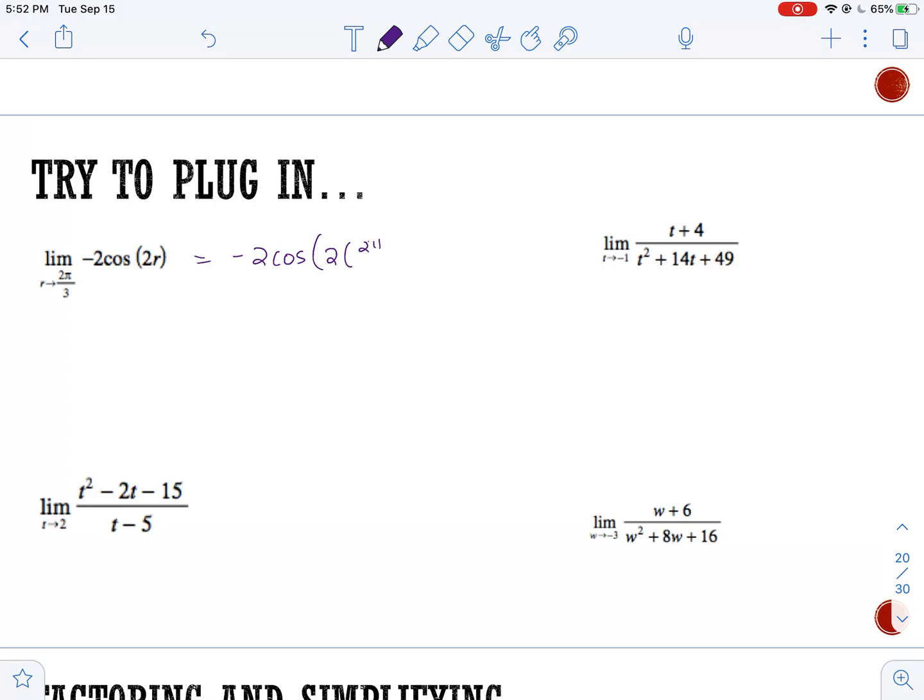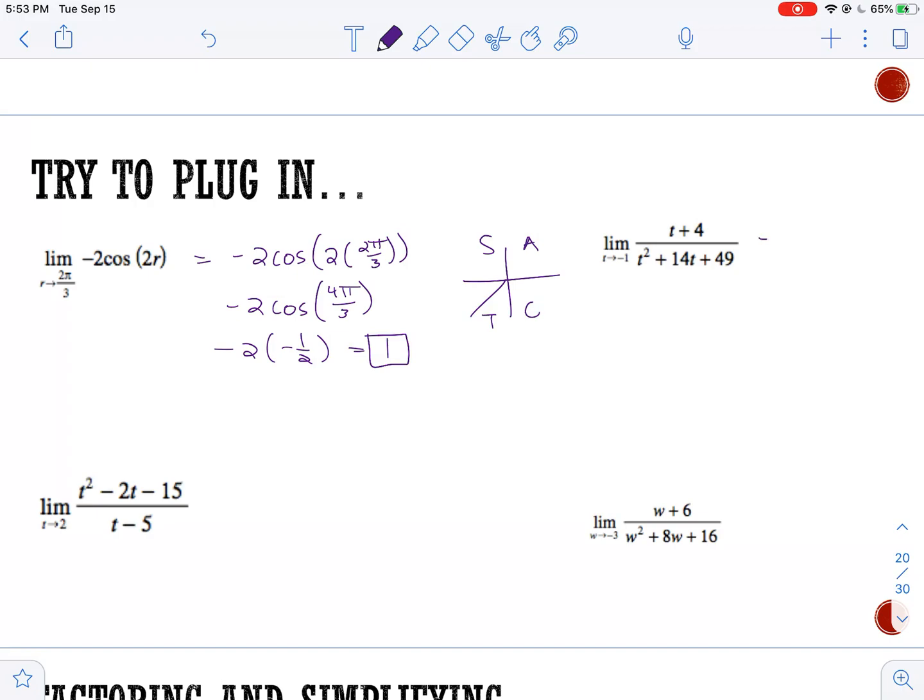Well, it's going to be negative 2 times the cosine of 2 times 2 pi over 3. And so this is going to be negative 2 times the cosine of 4 pi over 3. And the cosine at 4 pi over 3, well, 4 pi over 3 is going to be down in the third quadrant, and all students take calculus, so it's going to be negative a half. So this is going to be negative 2 times negative a half, which is positive 1. So that limit's going to be 1.